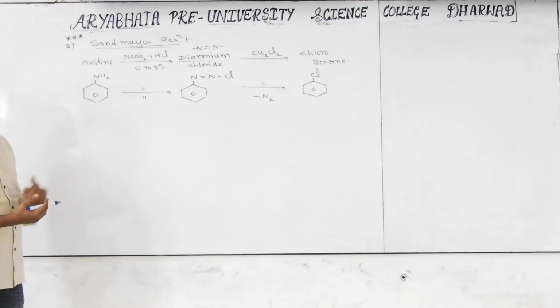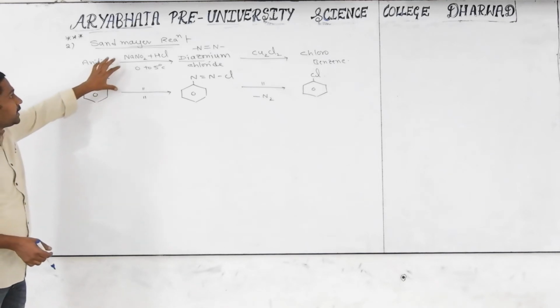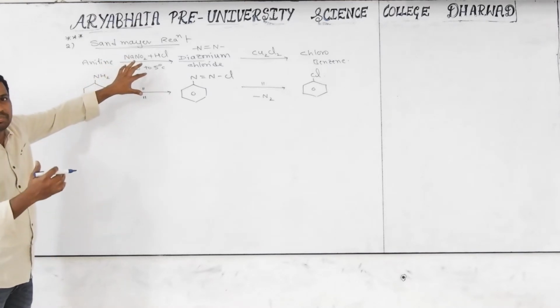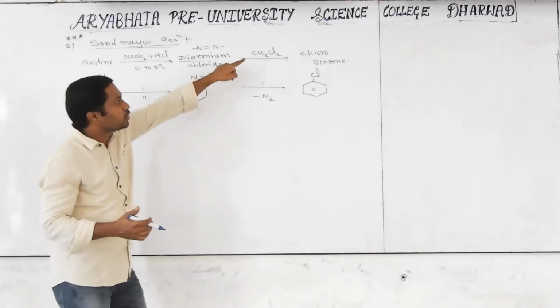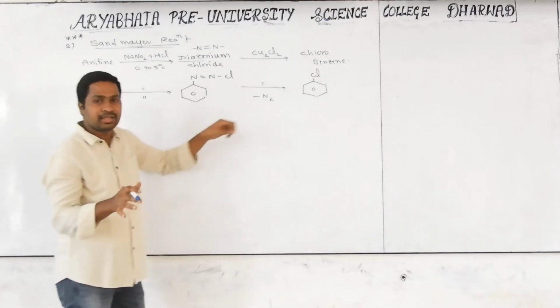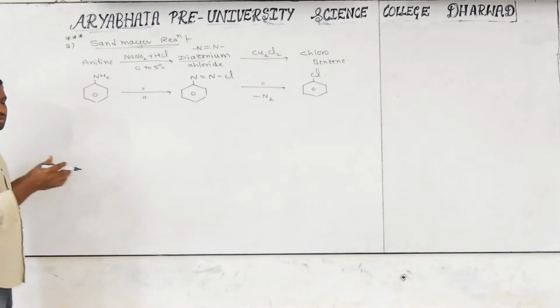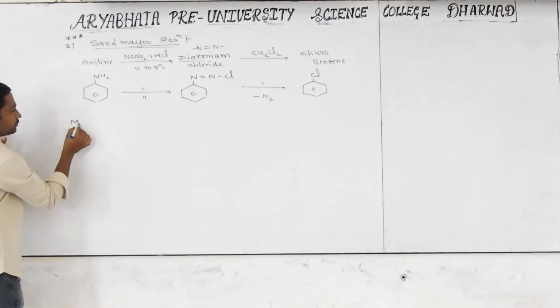But how is it happening? What is the Sandmeyer reaction? Whenever aniline is treated with sodium nitrite and HCl at 0 to 5 degrees Celsius, which is a very, very low temperature, we initially get diazonium chloride. That is treated with cuprous chloride, and we get chlorobenzene by the elimination of nitrogen gas. Now I am explaining the mechanism. You should come to know how it is happening, but the mechanism is only for understanding purposes.